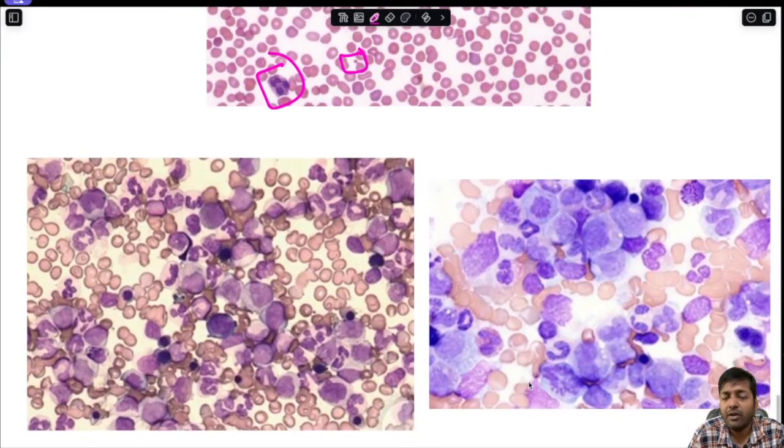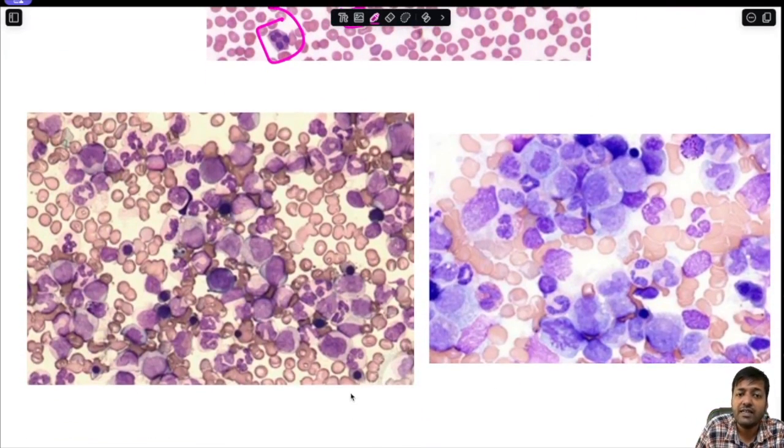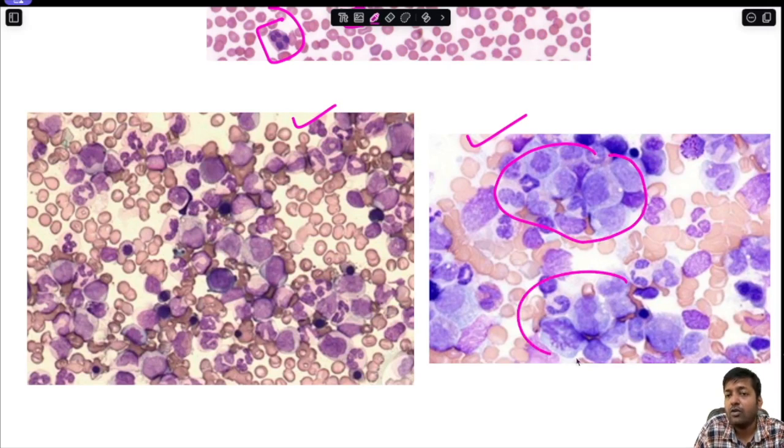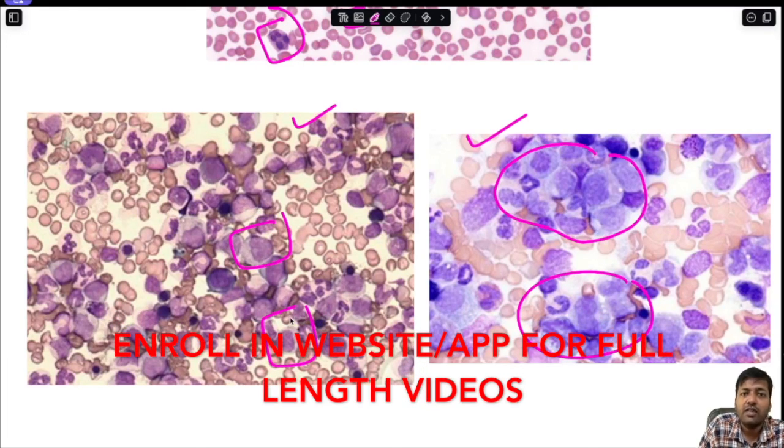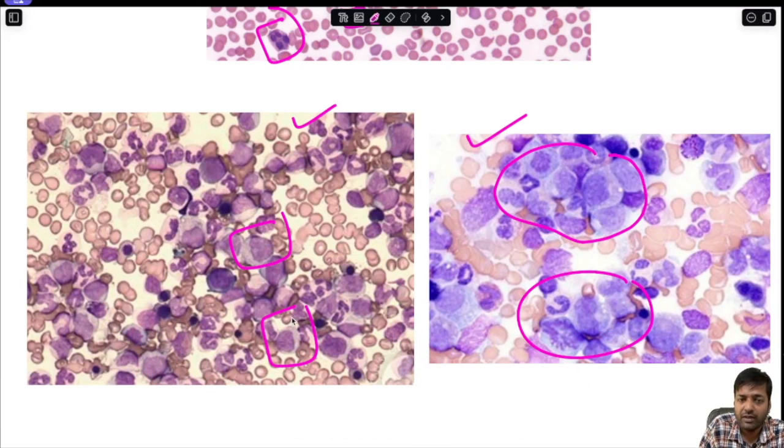Now coming to the bone marrow aspiration, it is hypercellular, showing metamyelocytic as well as myelomonocytic hyperplasia, which is very frequent. You can see the monocytic cells here, especially recognizable by their characteristic cytoplasmic feature. So there is myelomonocytic hyperplasia here.